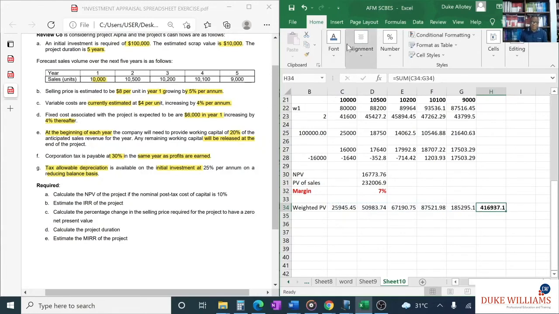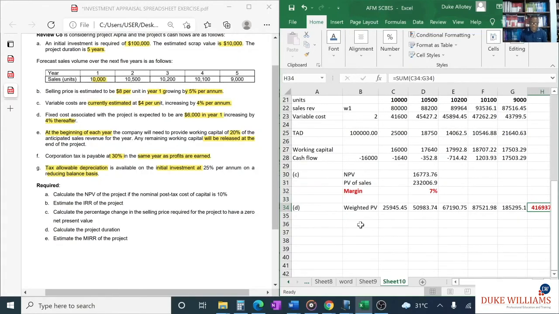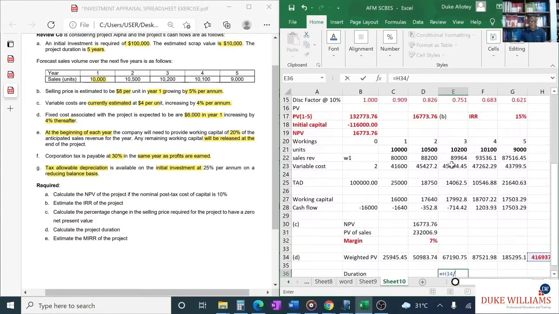Let me give it a color so that you can see. And so now that I have that, I can say duration or project duration is simply that figure divided by the present value of the inflows. And I have it already. That is why I did this. The present value of all the inflows was these cash flows here that I had, or simply the initial capital plus the NPV will give you the present value of the inflows.